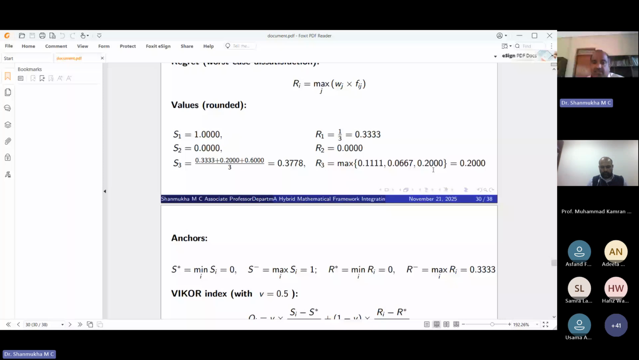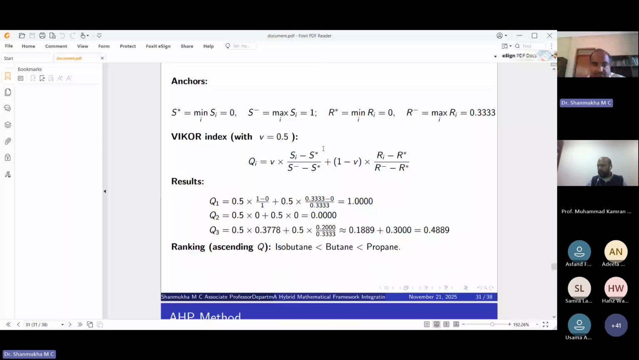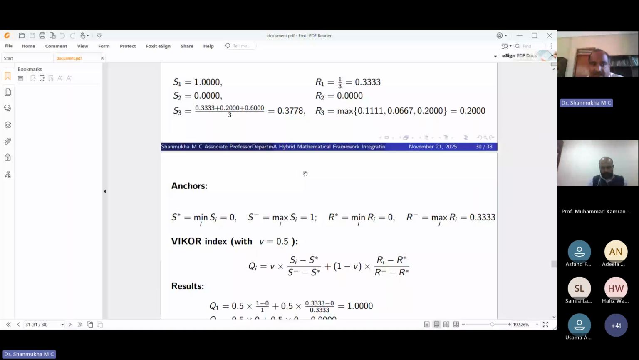Then finally S star, minimum of Si, equal to 0, means that among the values of S1, S2, S3 the minimum value is 0 only. Then R star, minimum of Ri, the minimum value of R1, R2, R3 is equal to 0 only. Then S minus, the maximum of the values of S1, S2, S3, is equal to 1, and R minus, the maximum of the values of R1, R2, R3, is equal to 0.333.